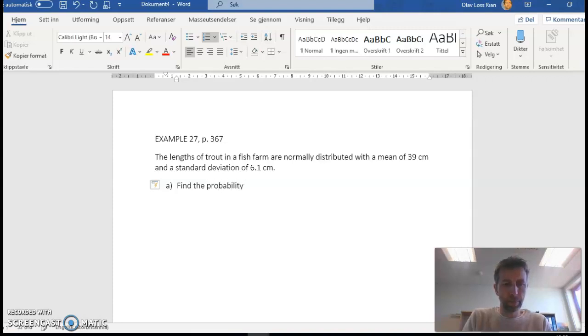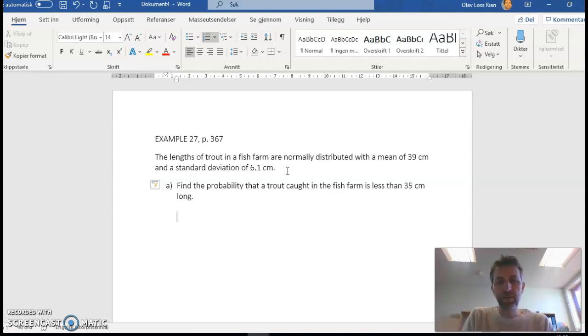the probability that a trout caught in the fish farm is less than 35 centimeters long. And well, the advantage here of having a computer is that we can model and graph this much easier.